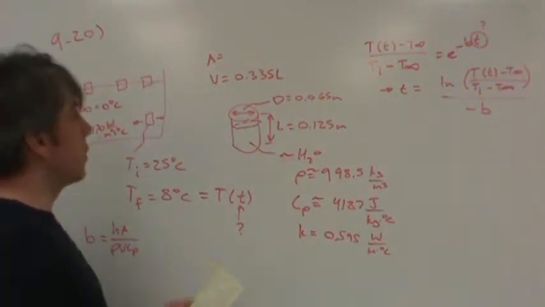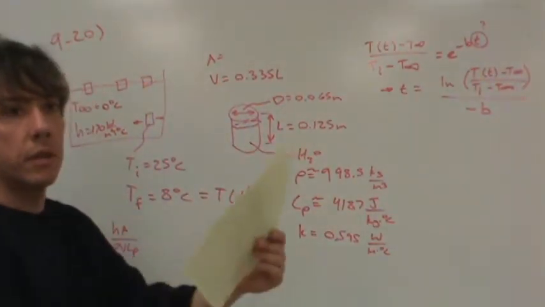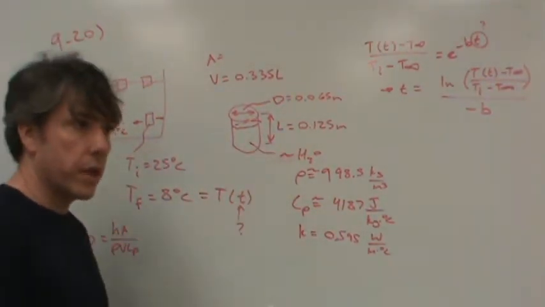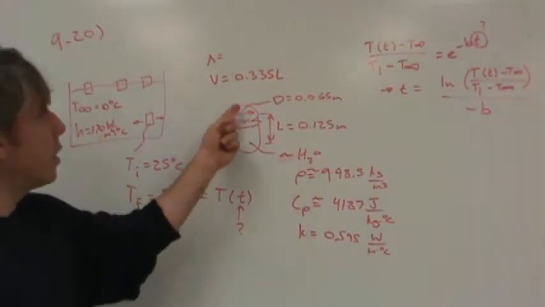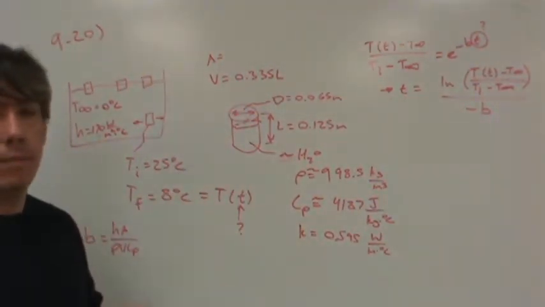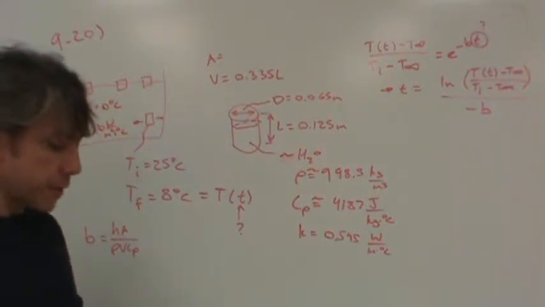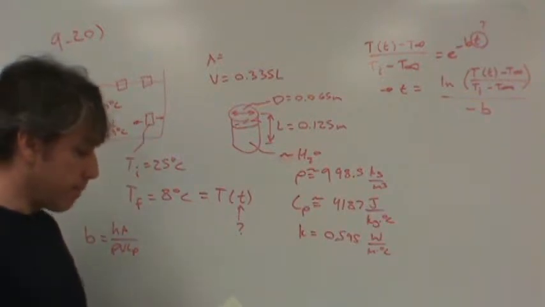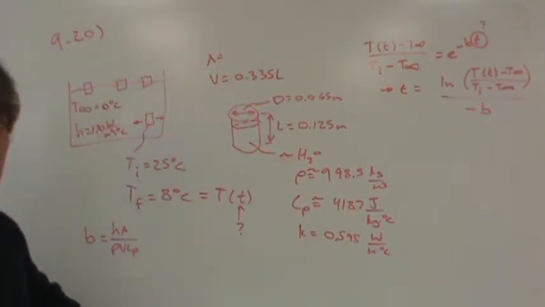And should I use the area of the can or the area of the liquid? What do you think? Use the area of the can, because that's the area for heat transfer. How about the volume? Should I use the volume of the can or the volume of the liquid? That's a little more difficult, isn't it? In my solution, I use the volume of the drink itself, because we care about the drink's temperature, not the whole can.